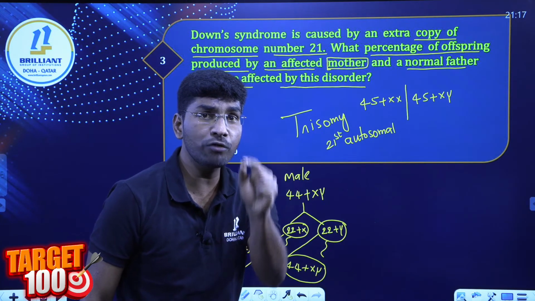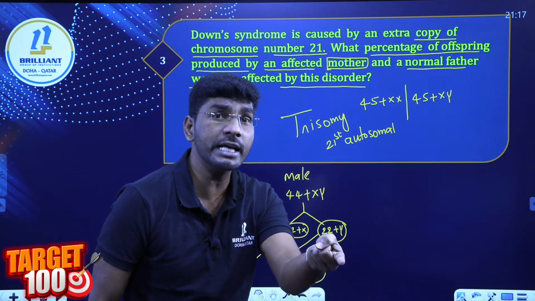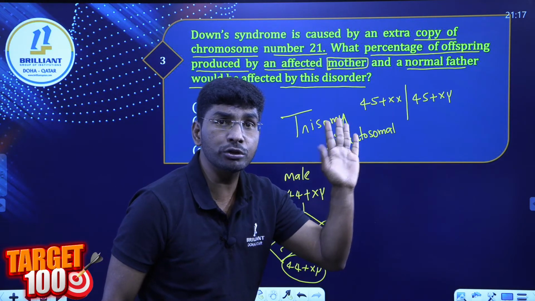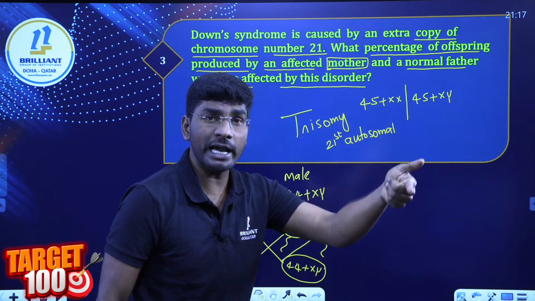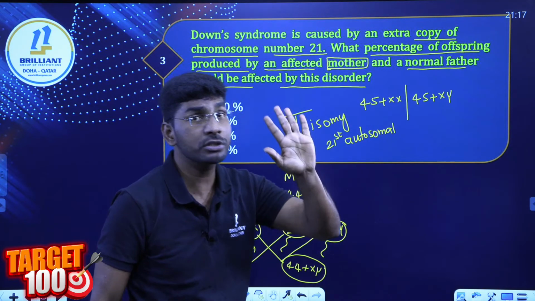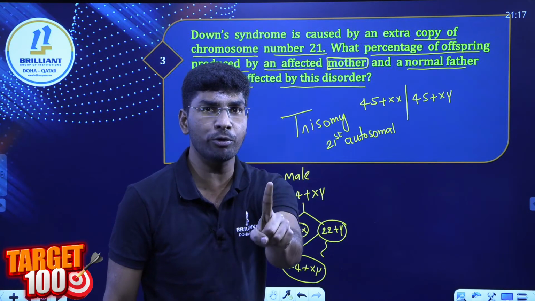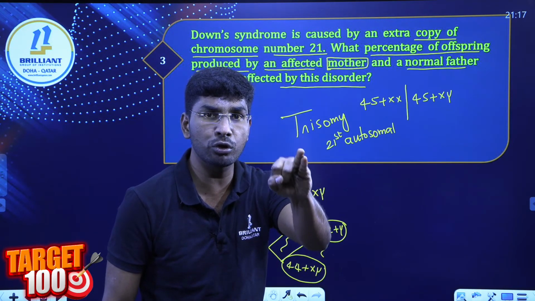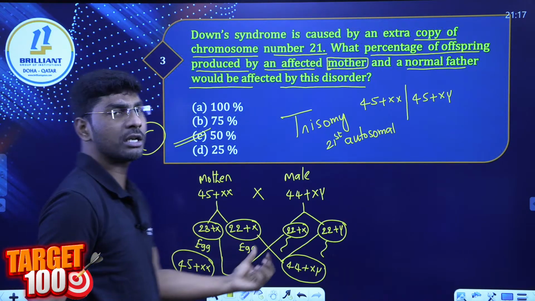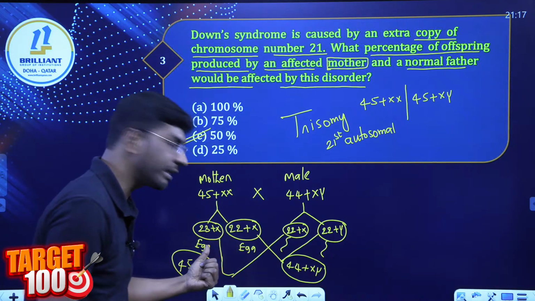You should know first the karyotype of this Down syndrome and how many types of gametes she is going to produce. Otherwise you cannot answer this question. If you don't know the Down syndrome karyotype, you cannot answer this question. That's why, students, everyone, chromosomal disorders are very important. Klinefelter, Down syndrome, Turner syndrome. So I can write the option: 50% of children can be affected. You understand my point? 50% children can be affected.